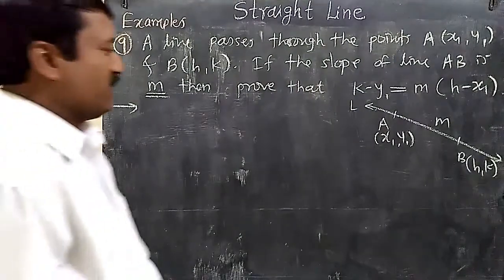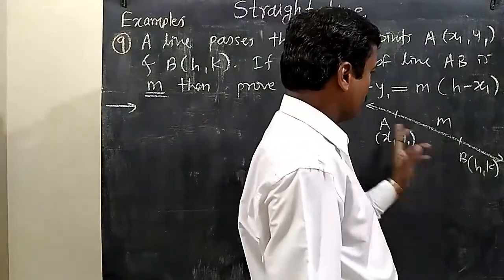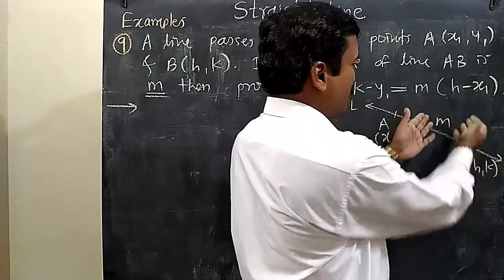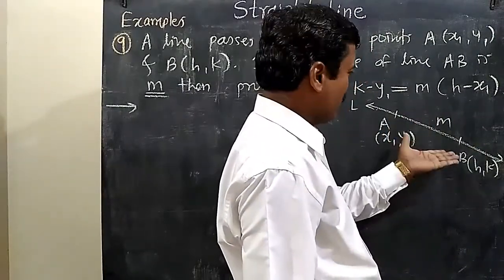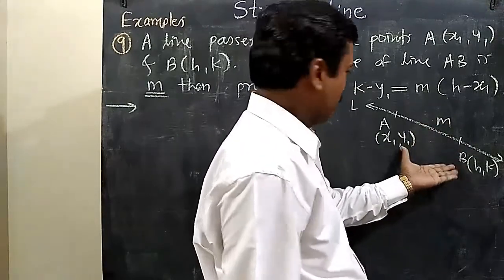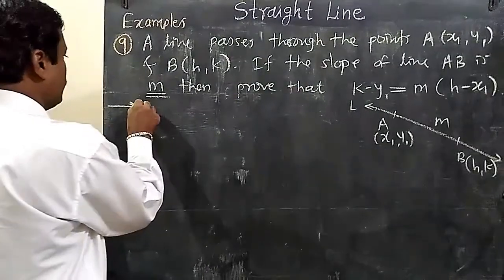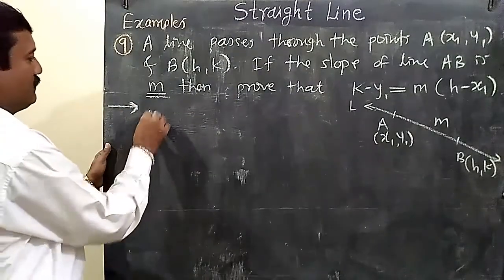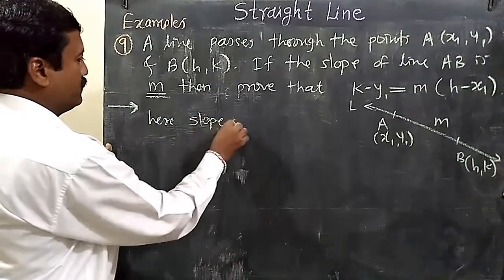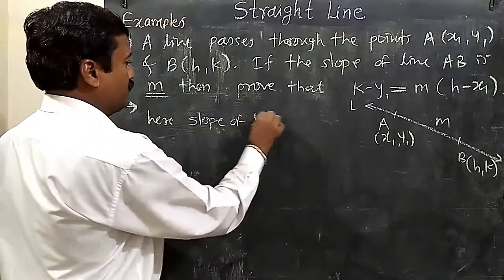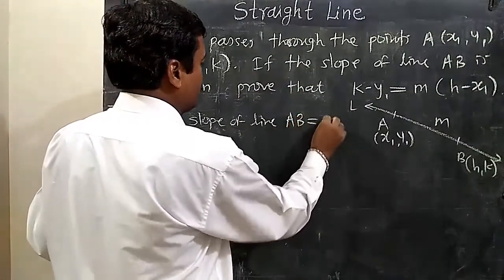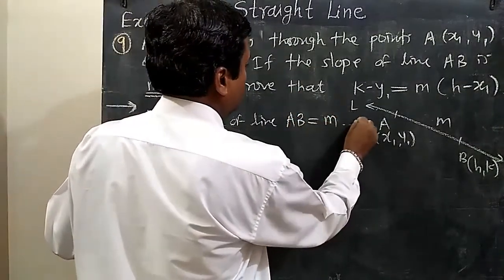So as on this line we know these 2 points, from these 2 points we can find the slope of the line, and it is given as m. So equate 2 slopes, one given slope and second that you will find from A and B. So here slope of line AB is equal to m, that is given.